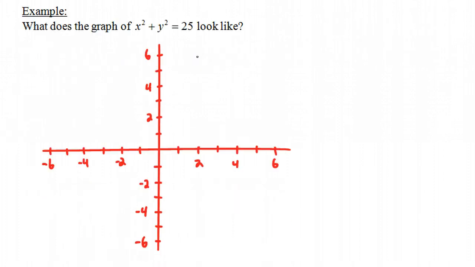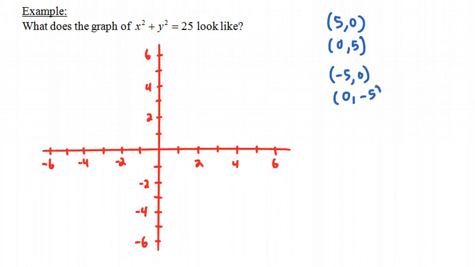Let's look at another example. What does the graph of x squared plus y squared equals 25 look like? What we want to do is find all of the ordered pairs that make this true. One ordered pair that makes it true is 5 comma 0. If x is 5, y is 0, that's true. Another one is 0 comma 5. Yet another one would be minus 5 comma 0, because if you take minus 5 squared, you get positive 25, and plus 0 squared would equal 25. A fourth point would be 0 comma minus 5.